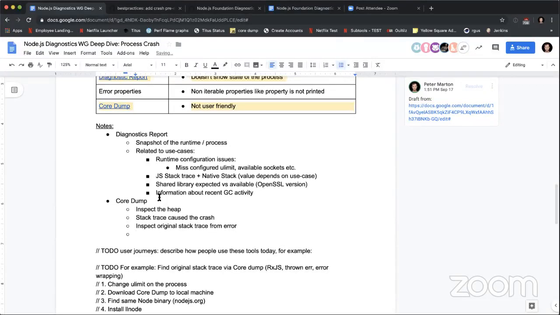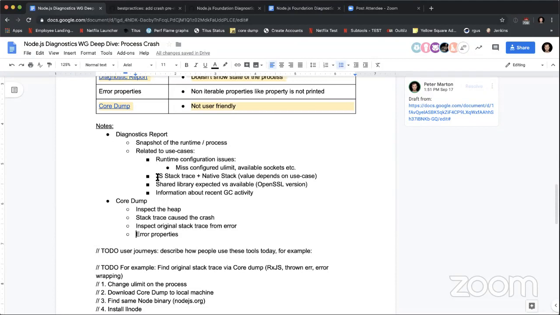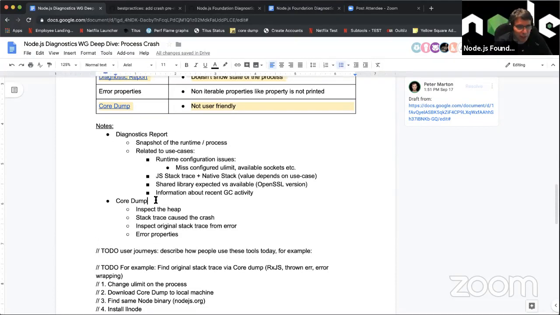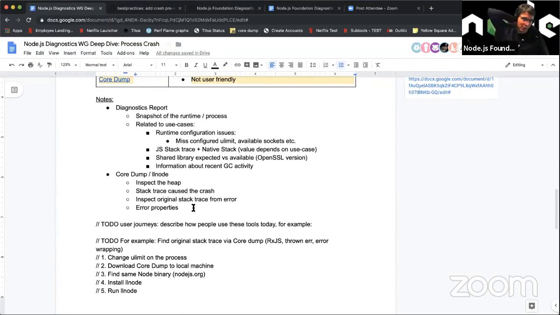And you can also read the error properties. Now, are you always using LLNode for that? Yes. Right. So I wonder if above it should almost be core dump / error / LLNode. Yeah. Possibly in the table too, because the core dump is very hard to use just on its own. Yes, I agree.